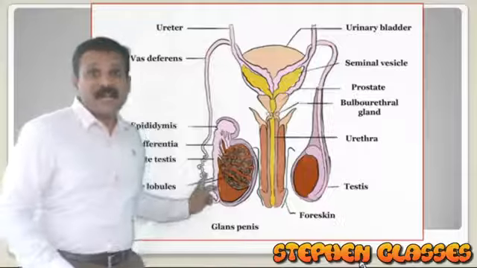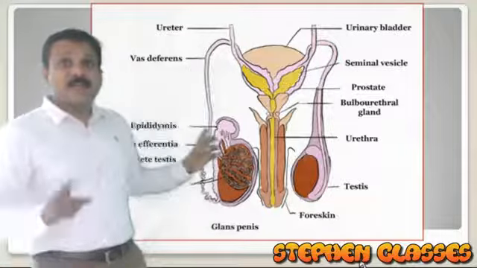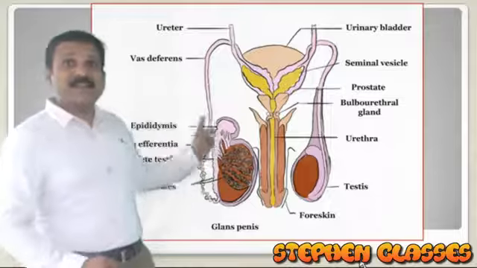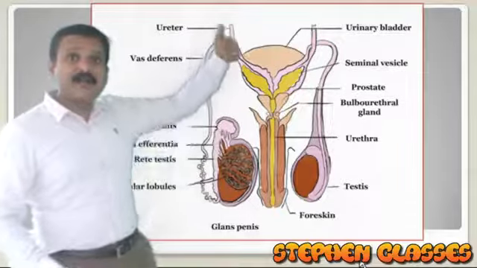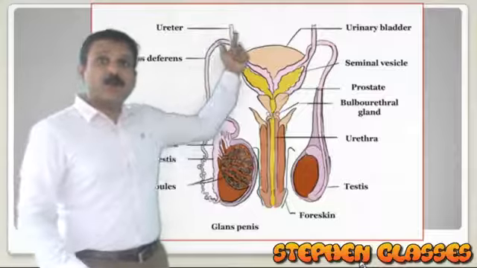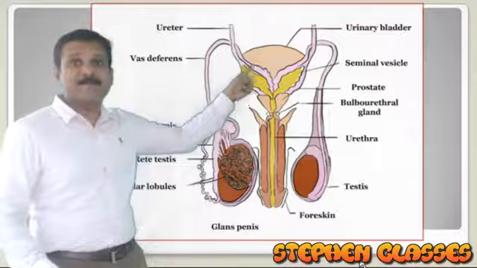Vas deferens will ascend, or go upwards. When it goes upward, we call it ascending. So vas deferens will ascend to the abdomen and it will loop over the urinary bladder. You can see it over here, it loops over the urinary bladder.